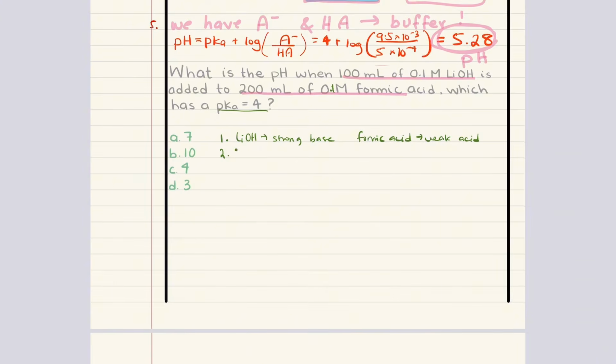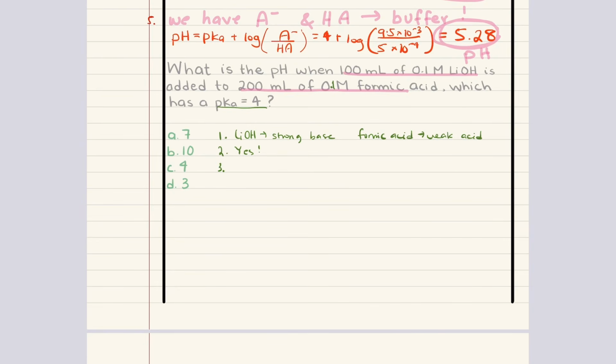Step 2, we want to decide if this is a neutralization reaction. The answer is yes, because there's a strong base that's present. So we're going to treat this as a neutralization. Step 3, we're going to write the net ionic equation. This is a weak acid with a strong base, so it follows HA plus hydroxide ions gives us the conjugate base plus water.